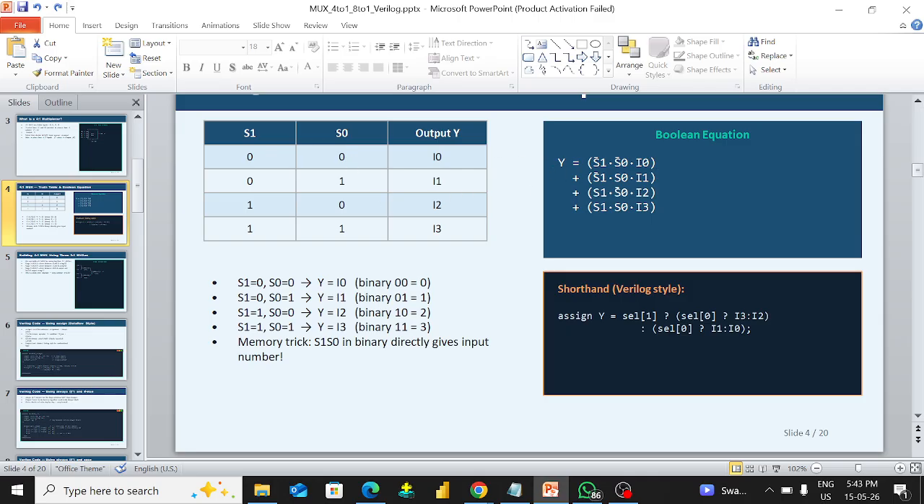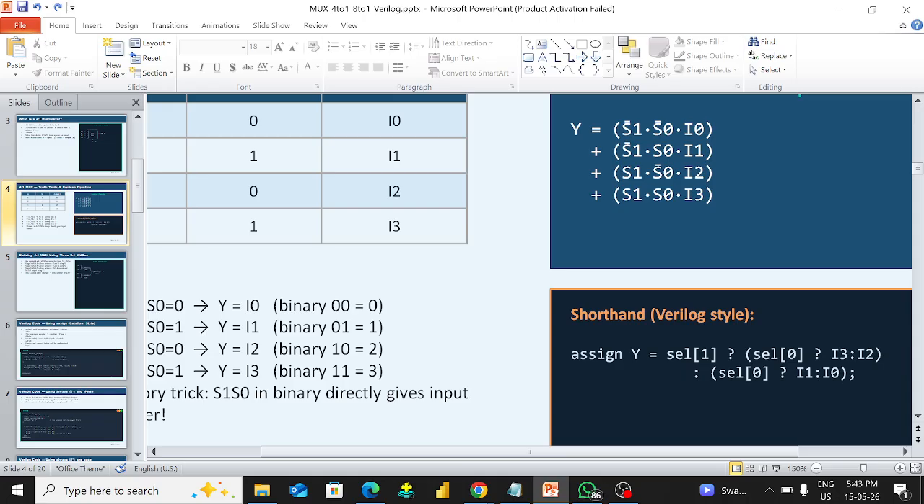Next, check like that only, the same combination 0 1. What will be the NOT operation of S1?